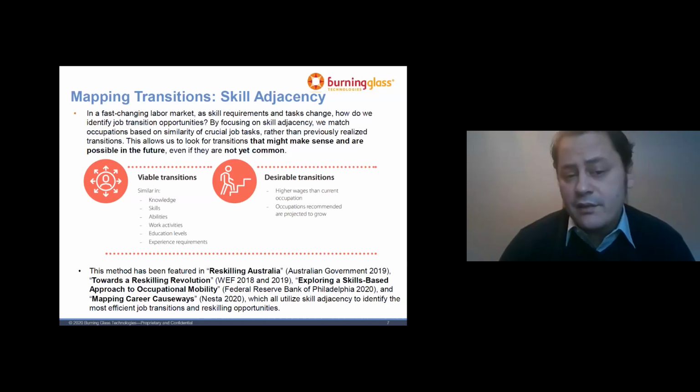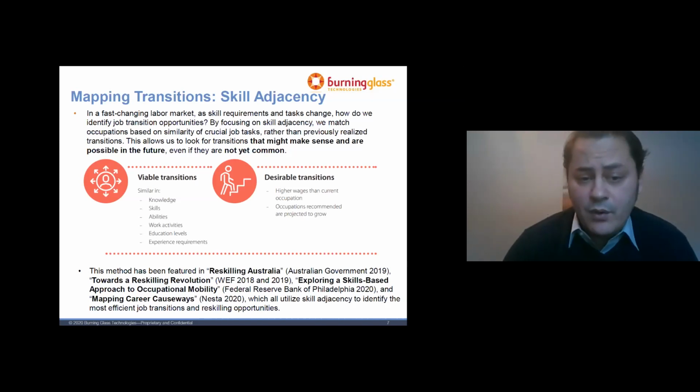And again, this is a method that has been by now in several reports. We used it first in the Reskilling Revolution reports for the World Economic Forum and BCG, and it's been adapted by several recent reports from the Australian government, the Federal Reserve Bank in Philadelphia, and a very recent report by Nesta. Next slide, please.